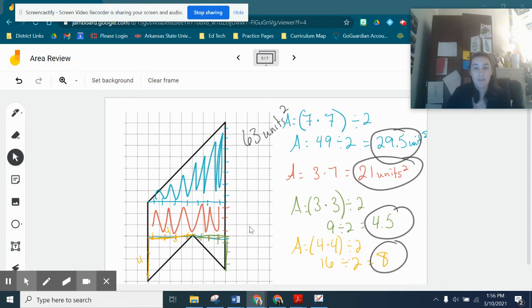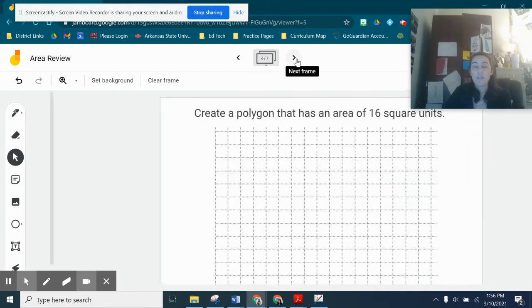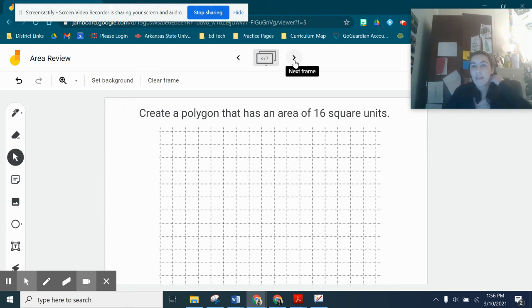Okay, so that is the area. Something that is on your test is that you are going to have to create a polygon. A polygon is any closed shape that does not have curves. So a circle is not a polygon. When we ask you to create a polygon, it can be a triangle, a rectangle, a parallelogram. It can be an odd shape if you want it to be, as long as it has an area of 16 units squared. If you want to do a rectangle, you can do a rectangle. If you want to do a triangle, do a triangle.